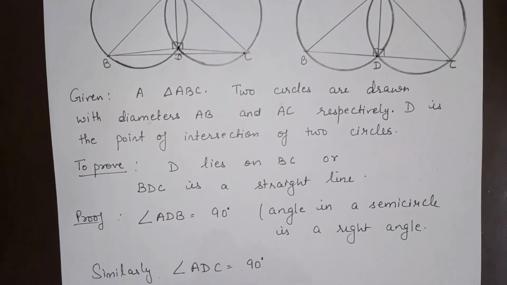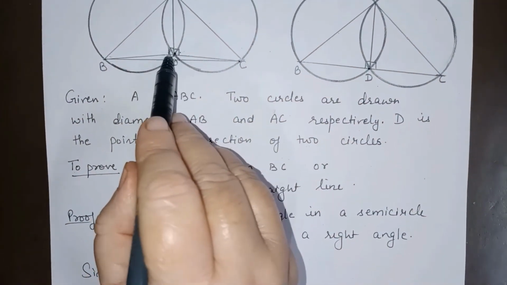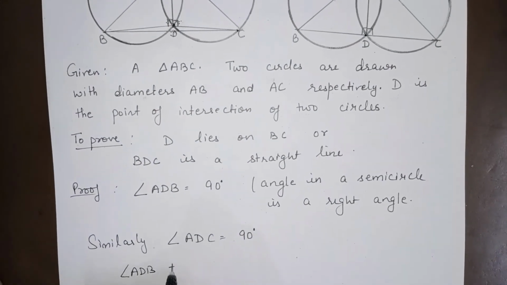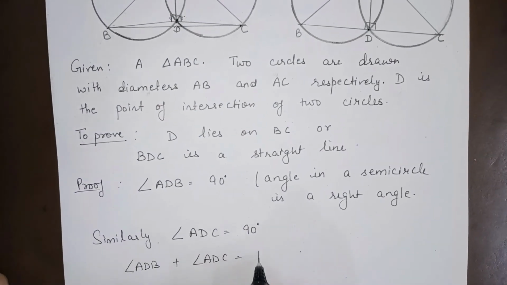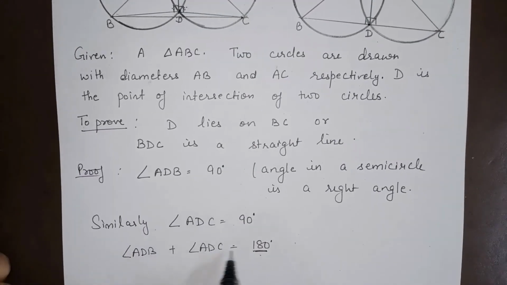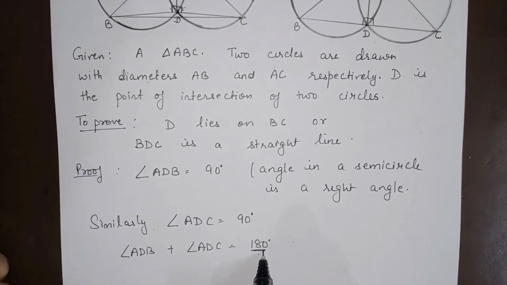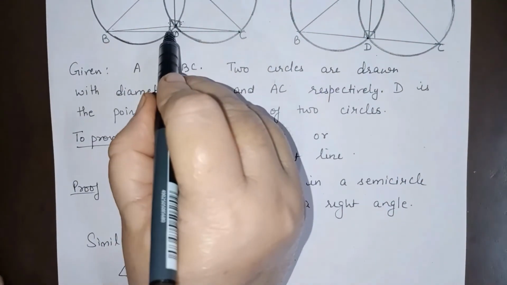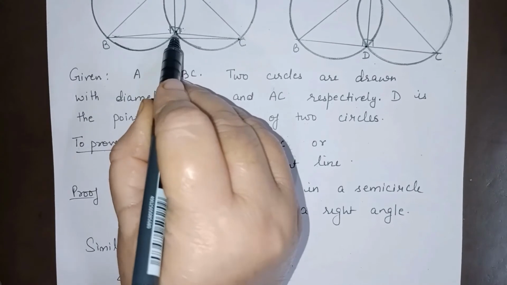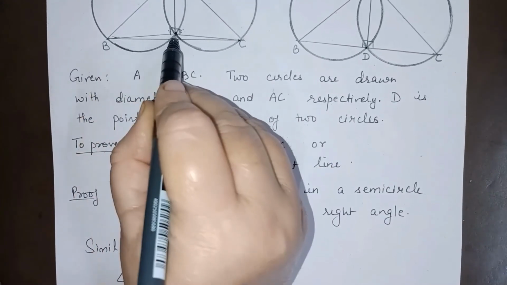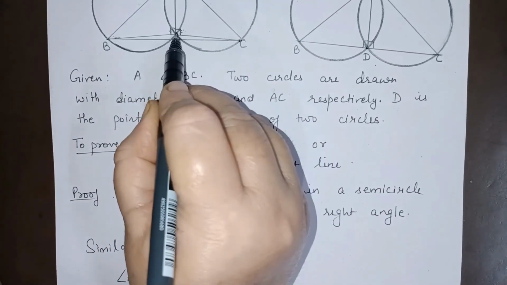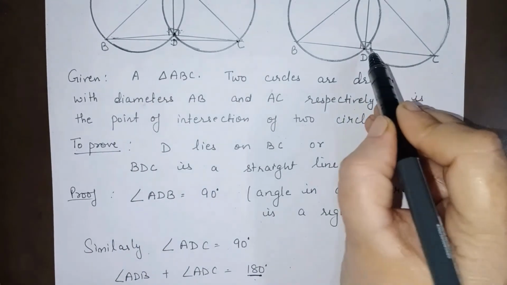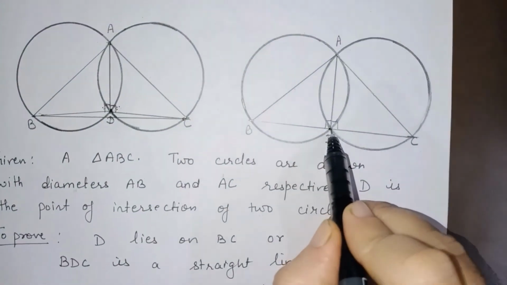So let us add them. That means we are adding these two angles. So angle ADB plus angle ADC is 180 degrees. The sum of these two angles is 180 degrees. But we know that 180 degrees is a straight angle. But see, this D point is looking like this. It is not looking straight. That means this D point should lie on BC. That is, the figure should be like this.